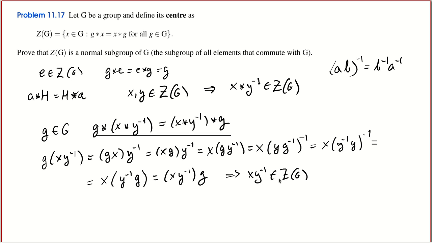And because the center is the set of all the elements that commute with every other element, the left and right cosets are both the same, and therefore the subgroup is normal.